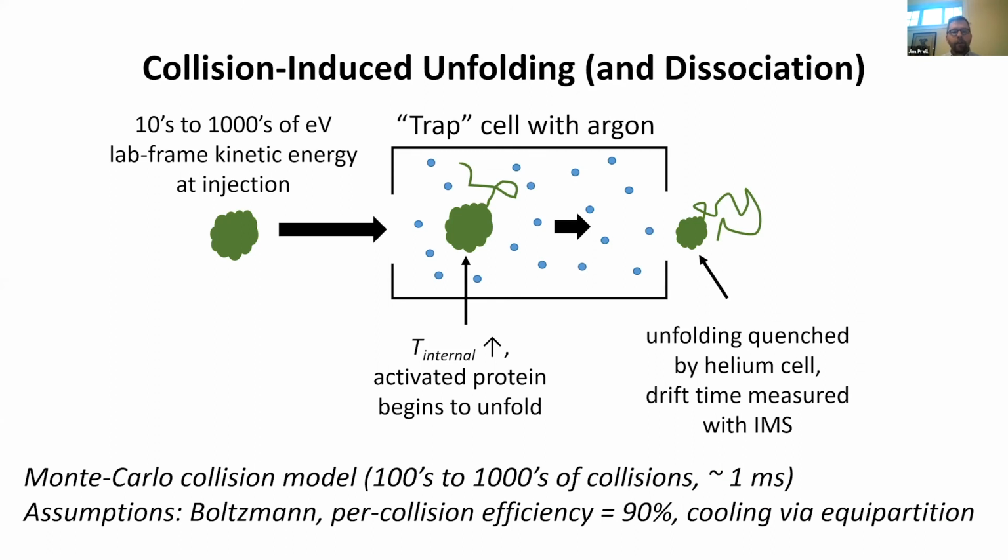So we modeled this in my group using a Monte Carlo collision model of our own development, where we model the collision and heating process as the ion is injected into the collision region at tens to thousands of electron volts of lab frame kinetic energy, undergoes hundreds to thousands of collisions with argon gas, which causes its internal temperature to go up, and it starts to unfold or dissociate, and then the reaction is quickly quenched by the helium cell of the instrument immediately before we measure the ion mobility cross-section.